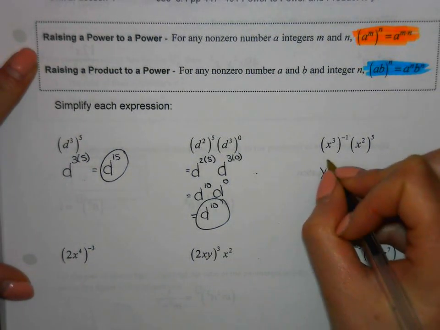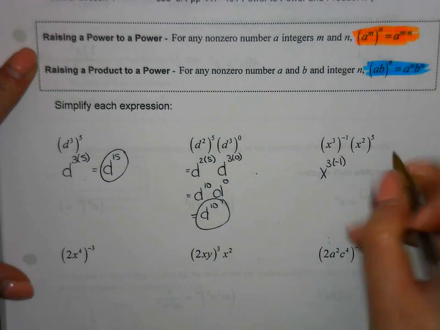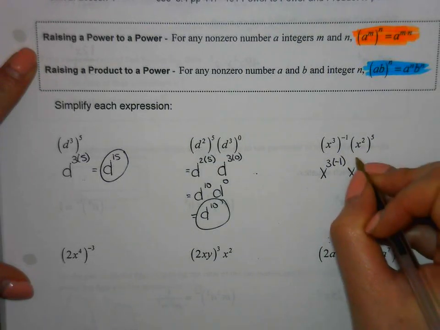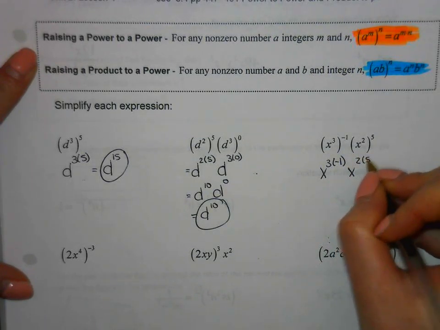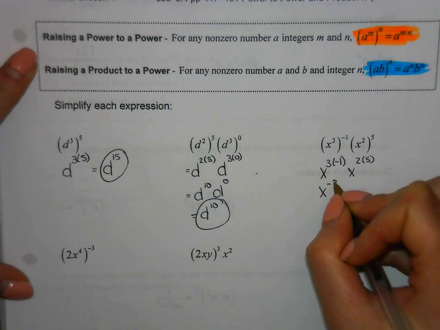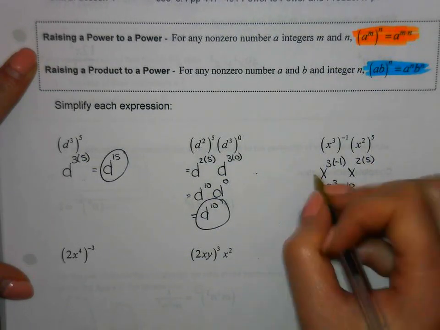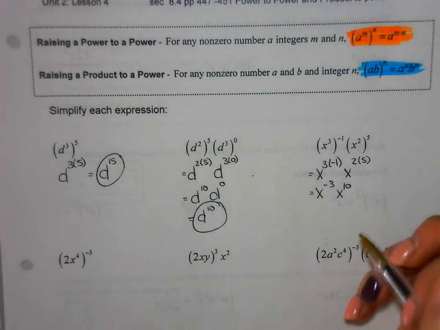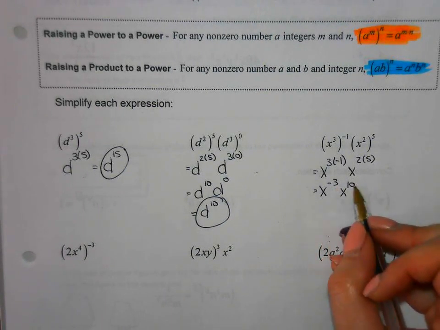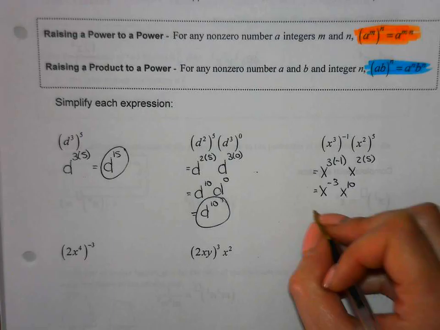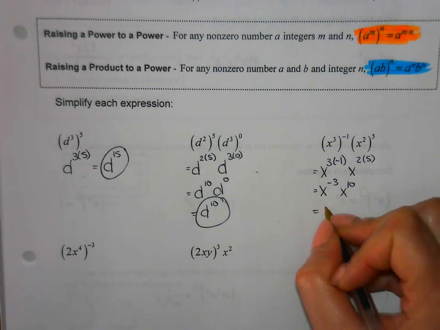Here we have x to the third raised to the negative 1, so we're going to multiply 3 times negative 1. X squared raised to the fifth power is 2 times 5. So we have x to the negative 3 times x to the 10th. Then from here, we can add our exponents because we have like bases. So negative 3 plus 10 is 7.